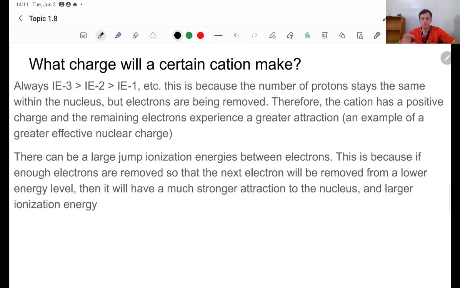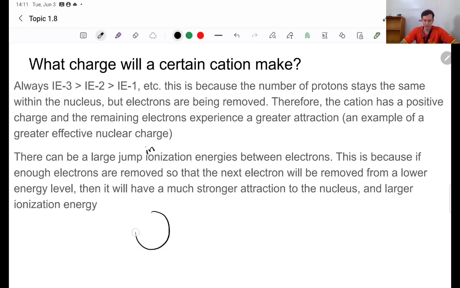So as the atom is losing electrons, we're getting a cation with a greater and greater magnitude of charge, and therefore it requires more energy to remove another electron. There can be a large jump in ionization energies between electrons. This is usually because if enough electrons are removed so that the next electron will be removed from a lower energy level, then it will have a much stronger attraction to the nucleus and a larger ionization energy.